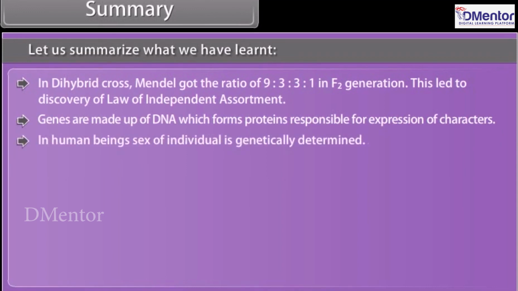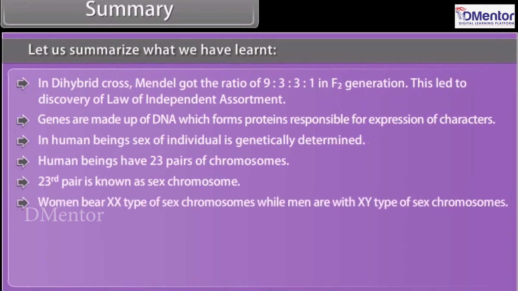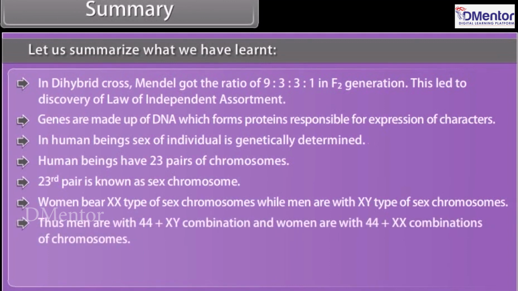In human beings, the sex of an individual is genetically determined. Human beings have 23 pairs of chromosomes. The 23rd pair is known as the sex chromosome. Women bear XX type of sex chromosomes, while men are with XY type of sex chromosomes. Thus, men are with a 44 plus XY combination, and women are with a 44 plus XX combination of chromosomes.